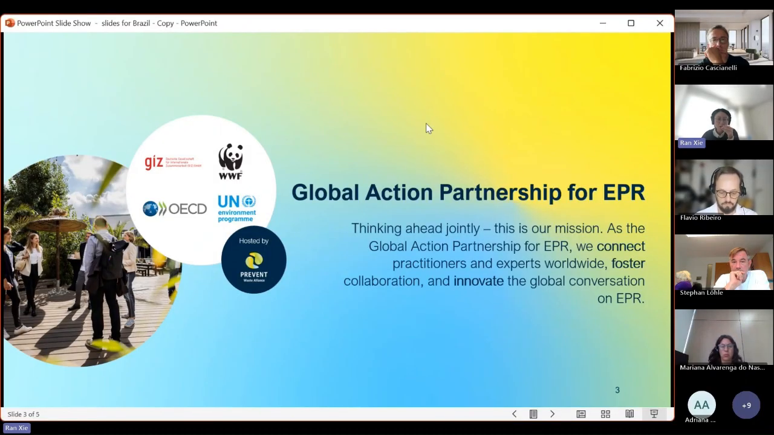Just several words about this GAP for EPR initiative. In October 2023, GIZ, WWF, OECD, UNAP, and Prevent Waste Alliance jointly launched this initiative, aiming at connecting EPR practitioners and experts worldwide, fostering collaboration, and innovating the global conversation on EPR.